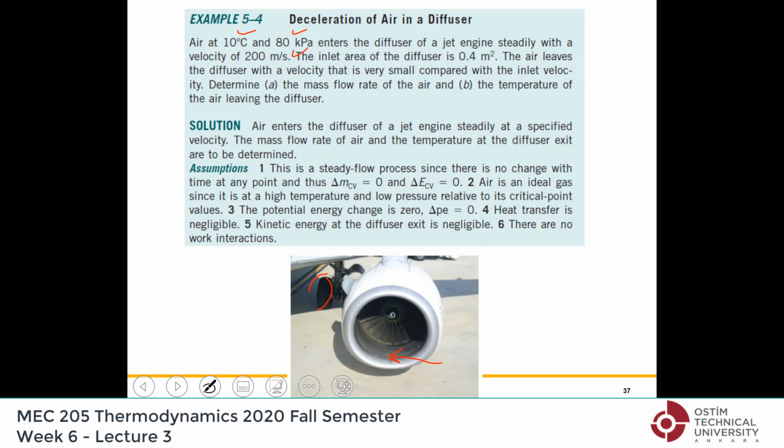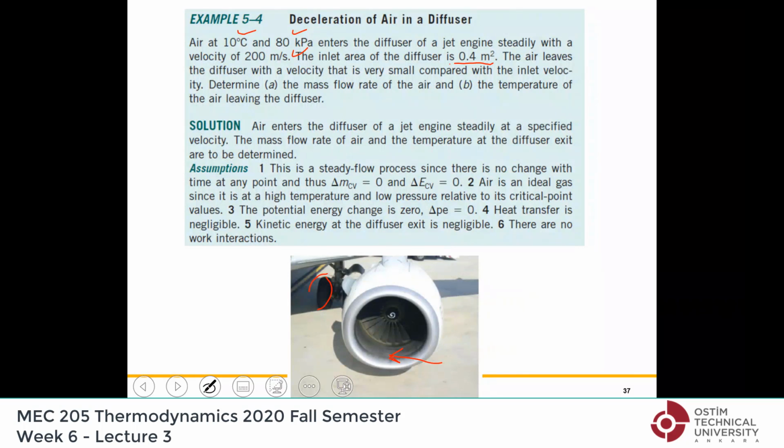So this is probably like airplanes taking off, still at low altitude. They usually reach between 200 and 300 kilometers per hour before they can take off, depending on the weight of the plane. But in meters per second, this is that. And the inlet area of the diffuser is this one, 0.4 square meter.